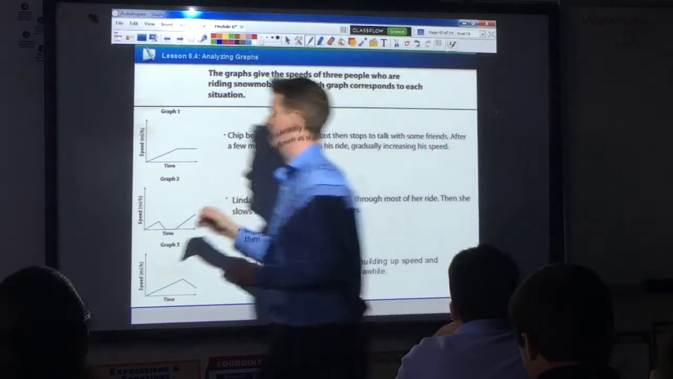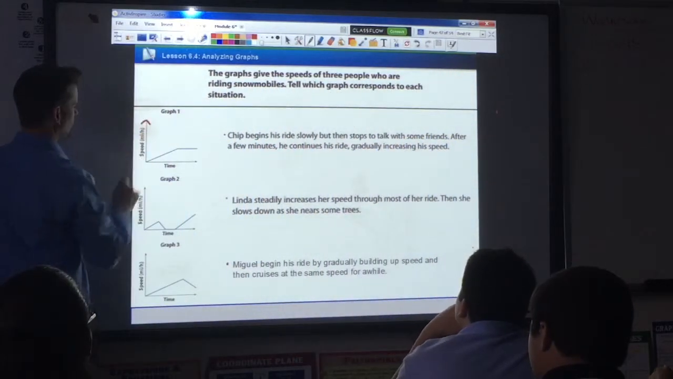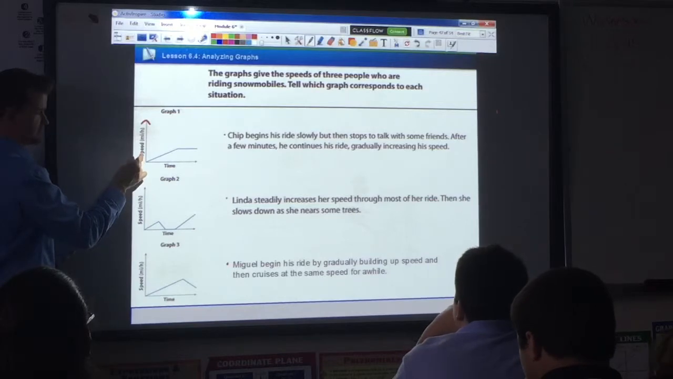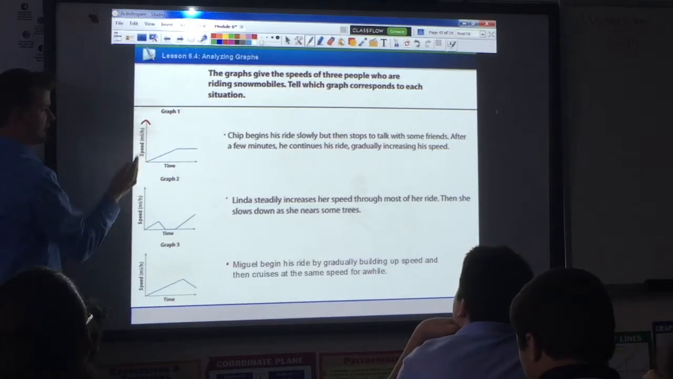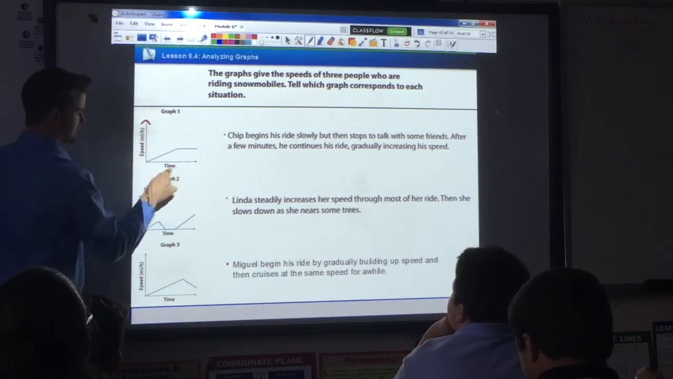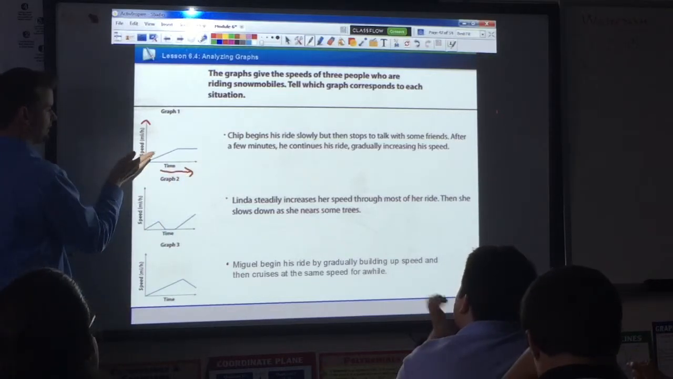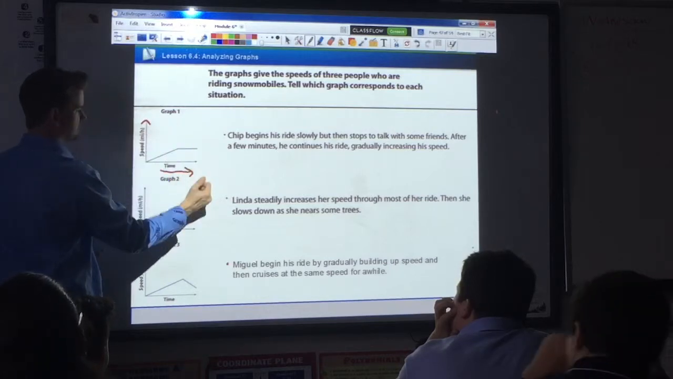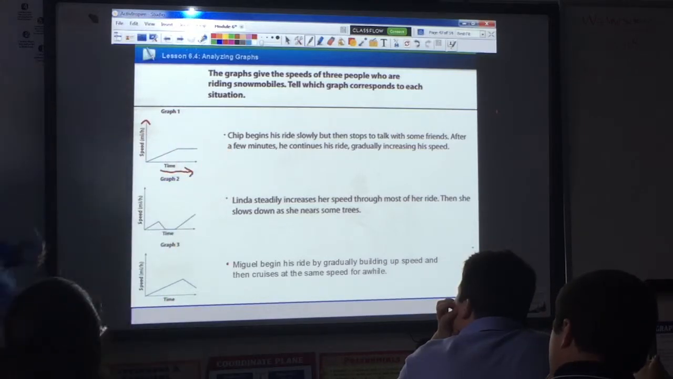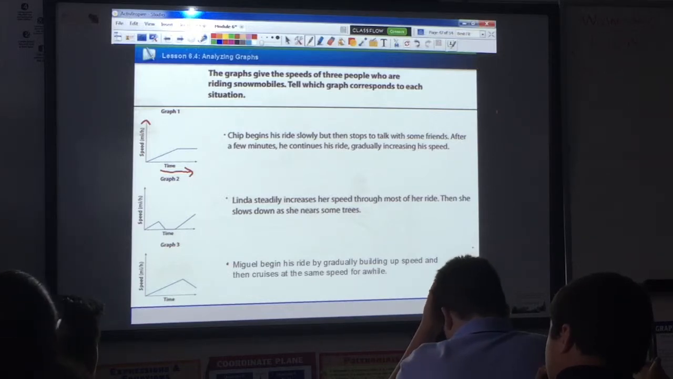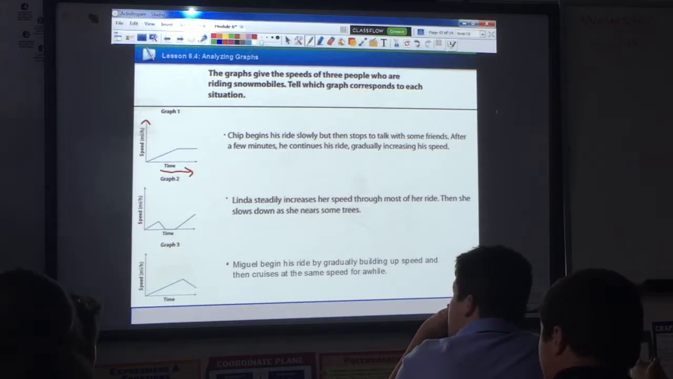So we look at these three graphs, and we identify that the y-axis is speed. If the graph is going up, my speed is increasing. This is time, the x-axis. So as time passes, depending on what's happening, my speed could be going up, going down, or staying the same. Looking at this, Emily, what graph do you think represents Miguel?